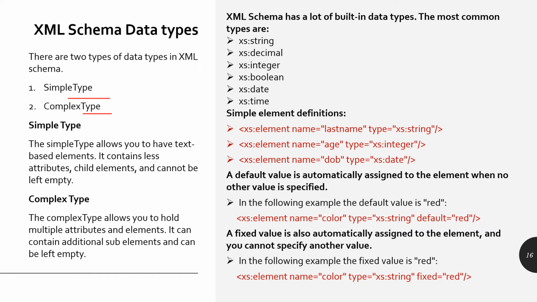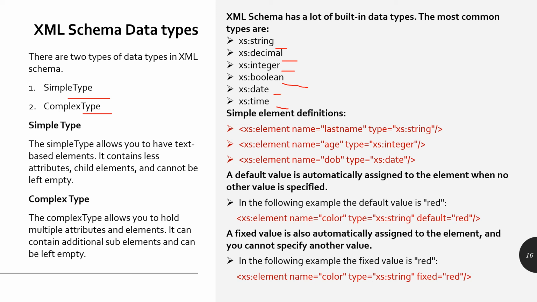XML schema has a number of built-in data types. Let's see the most common types: string, decimal, integer, boolean, date, time, etc. These are the commonly used data types.